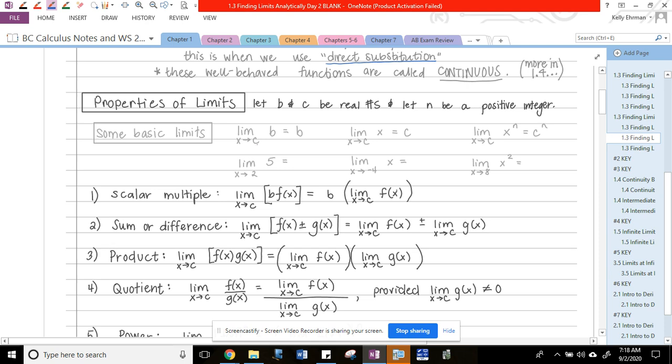The limit as x approaches c of b, if b is a constant, b and c are real numbers, is b. So like the limit as x approaches 2 of 5 is 5, because the function is just a horizontal line. That's the limit everywhere. The limit as x approaches c of x equals c. Again, direct substitution would just tell you to plug that in and call it a day. So this next one should be -4. And if you have an exponent on there, again, direct substitution says you can just sub that right in. So the limit as x approaches 8 of x squared is 8 squared, which is 64.